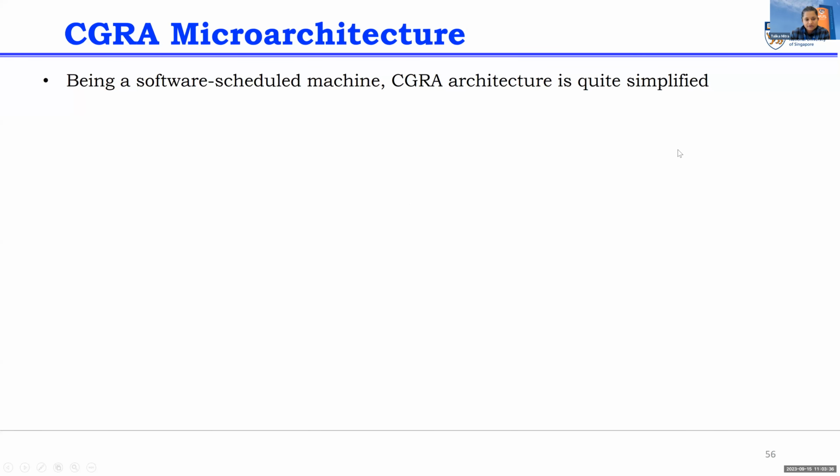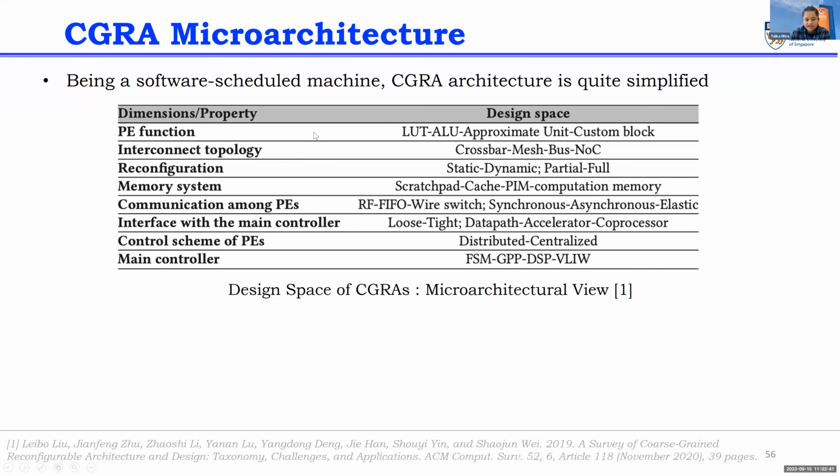So being a software scheduled machine, CGRA architecture is quite simplified. So if you look at the design space, you have the PE function to vary. It can be either ALU, custom block, or lookup table, and the interconnect topology can be crossbar, mesh, NoC. Reconfiguration can be either static or dynamic, and you can do either partial reconfiguration or full reconfiguration. And for the memory system, you can do a cache-based system. There are also some CGRA designs that use PIM, processing in memory.